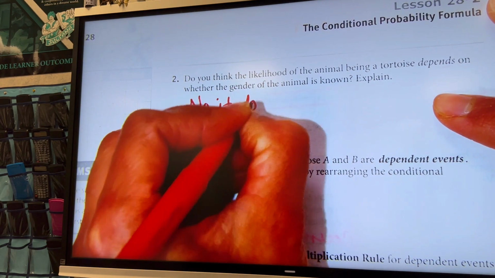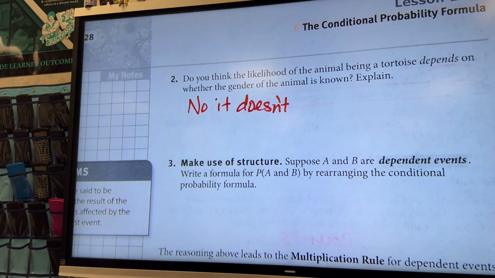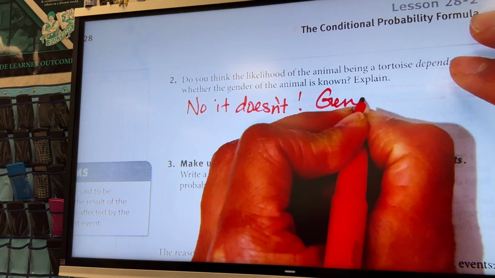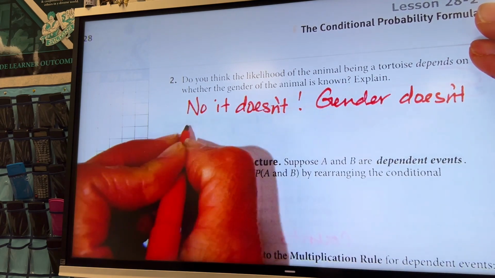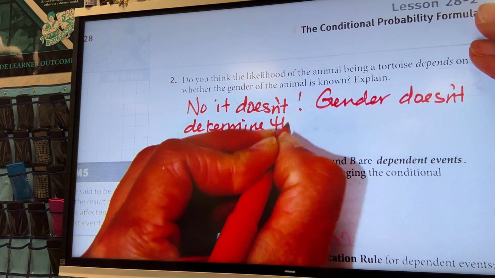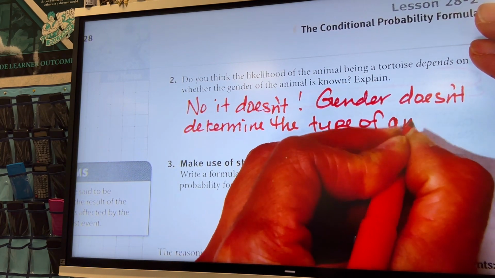Now this one's easy to answer because we just used some common sense. We didn't have to use math for that. We just know based on gender and animals that being male or female doesn't determine what kind of an animal you are. So let's put gender doesn't determine the type of animal.